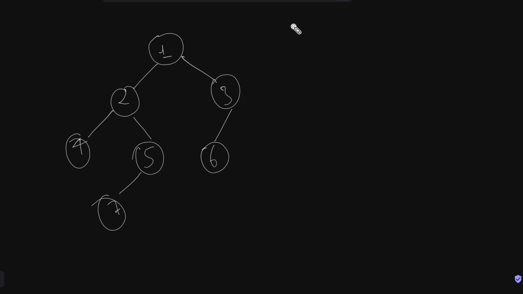But in the in order traversal, there are some rules. First of all, you have to go to the left of the tree as deep as you can, and then you first print the left node. So you print 4, and then you print the root, that is 2, and then you print the next right node, that is 5 or something.